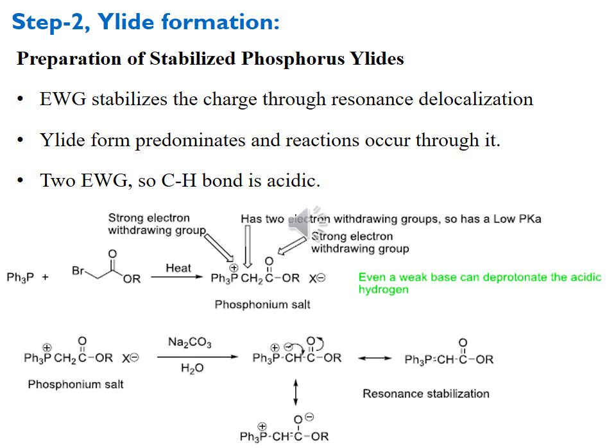Here is the preparation of another type of phosphorus halide, that is stabilized phosphorus halide. Here you can see triphenylphosphine is reacted with an alkyl halide also, but this alkyl halide contains a stabilizing group, like here is an ester group. Here also, triphenylphosphine phosphorus attacks on the alpha carbon, that is carbon attached to bromine, and we get the phosphonium salt.